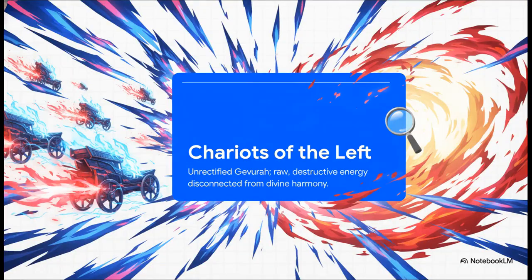So Pharaoh is the literal embodiment of these left-side chariots. In the Sephirotic system, we're talking about unrectified Gevura, strict judgment and severe power running entirely on its own. It's raw, destructive energy, simply because it completely lacks the sweetening of mercy. Think of Pharaoh as a system running on pure, unadulterated processing power from the left side.